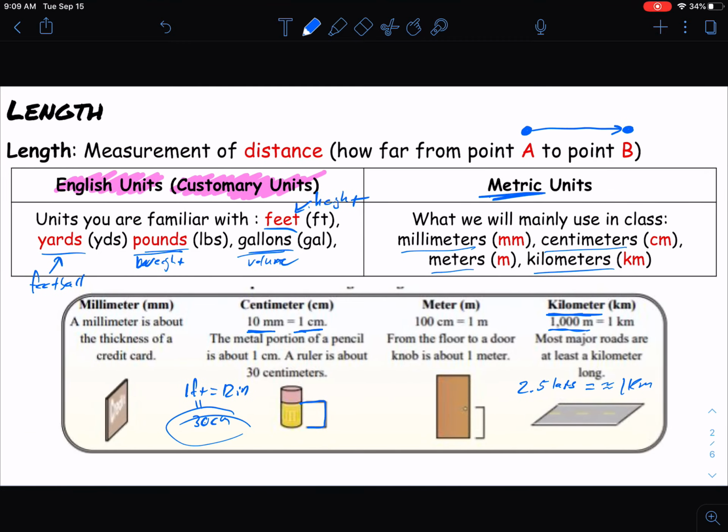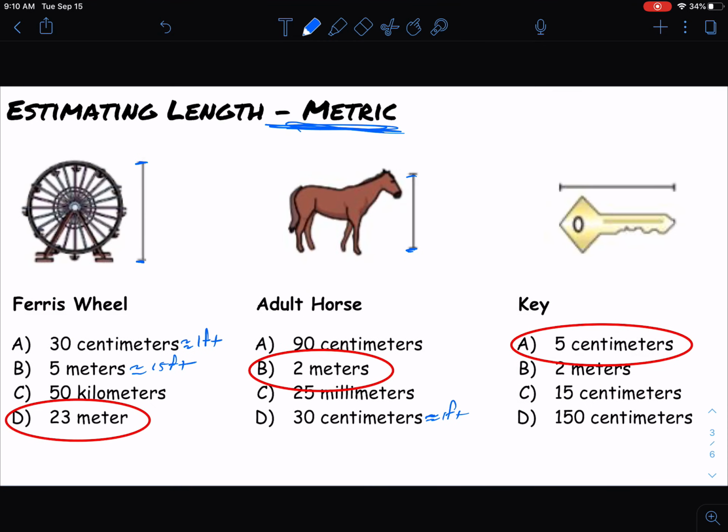Remember, when we're talking centimeters, we're talking that little metal piece on the back of the pencil where the eraser is. When we're talking meters, we're talking from the floor to the door handle. So imagine if you had a key that was 2 of those.